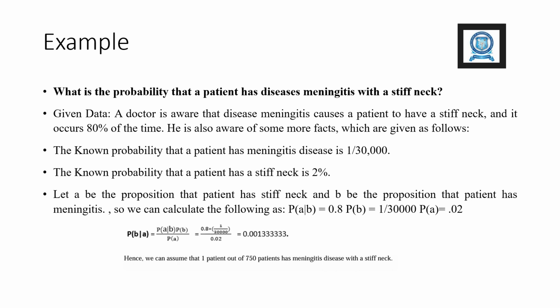Let A be the proposition that the patient has a stiff neck and B be the proposition that the patient has meningitis. So we can calculate the following: P(A|B) = 0.8, P(B) = 1/30,000, P(A) = 0.02. So when we calculate P(B|A), we arrive at the result 0.00133. Hence, we can assume that one patient out of 750 patients has meningitis disease with a stiff neck.